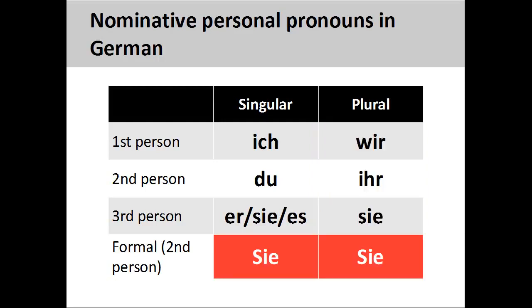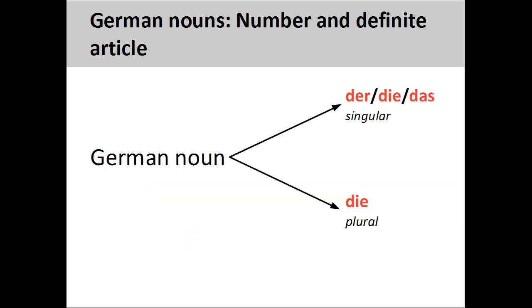Before we go any further, it is important to note that German has a formal form of address, Sie, you sir or you ma'am, which is used with strangers, business associates, acquaintances, and situations outside of the family. As you see on the screen, there are both singular and plural second person forms of this personal pronoun. Both forms are capitalized. Let's now apply what we learned about personal pronouns to German nouns.